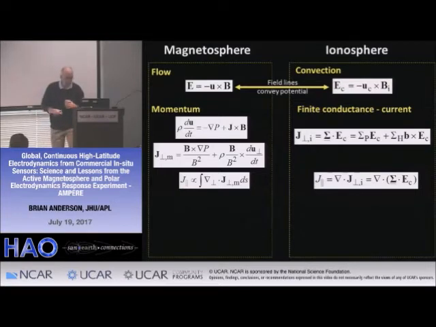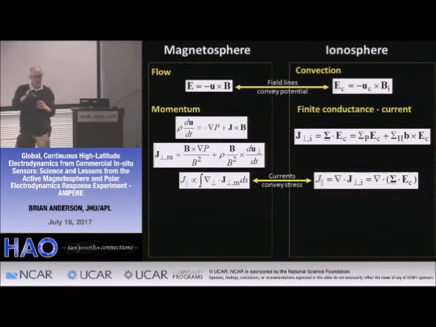And the nice thing about that is that those currents have to be conserved between low and high altitudes if you're below the time regimes where you care about that. And these currents are conveying the stresses. So these are conveying potential and flows. This is conveying stresses, which is related to momentum.